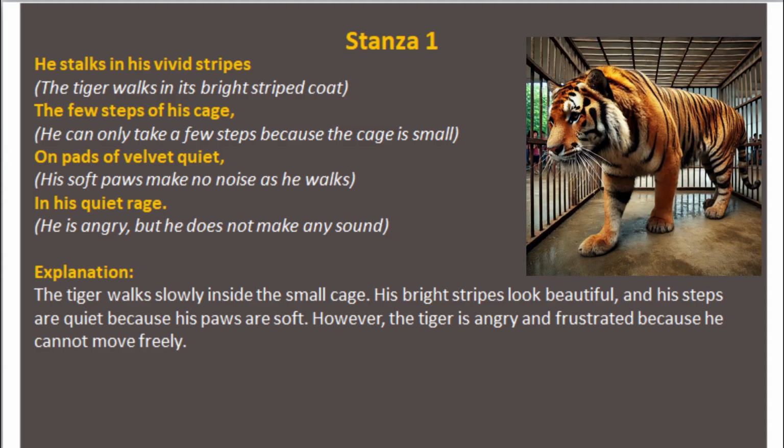Now, let's look at the poem line by line to understand what the tiger is going through. In stanza 1, "he stalks in his vivid stripes." The tiger walks back and forth inside the cage. Its body has bright and beautiful stripes. "The few steps of his cage." The tiger can only take a few steps because the cage is small. "On pads of velvet white." The tiger's paws are soft and quiet, so it makes no sound while walking. "In his quiet rage," the tiger is very angry, but it does not roar. Its anger is silent because it feels trapped.